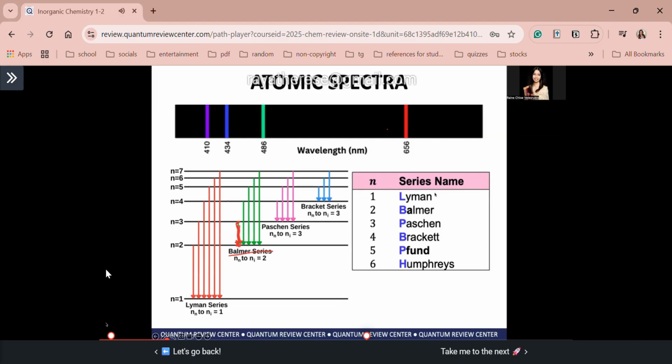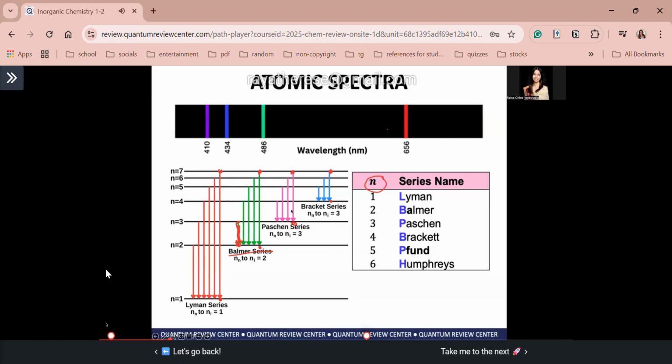This table shows the various series: Lyman, Balmer, Paschen, Brackett, Pfund, and Humphreys. The n pertains to the final energy level where the electron is found. An electron at a higher energy level that drops to n is equal to 1 corresponds to the Lyman series. Dropping to n is equal to 2 corresponds to the Balmer series. Dropping to n is equal to 3 corresponds to the Paschen series. And dropping to n is equal to 4 corresponds to the Brackett series.